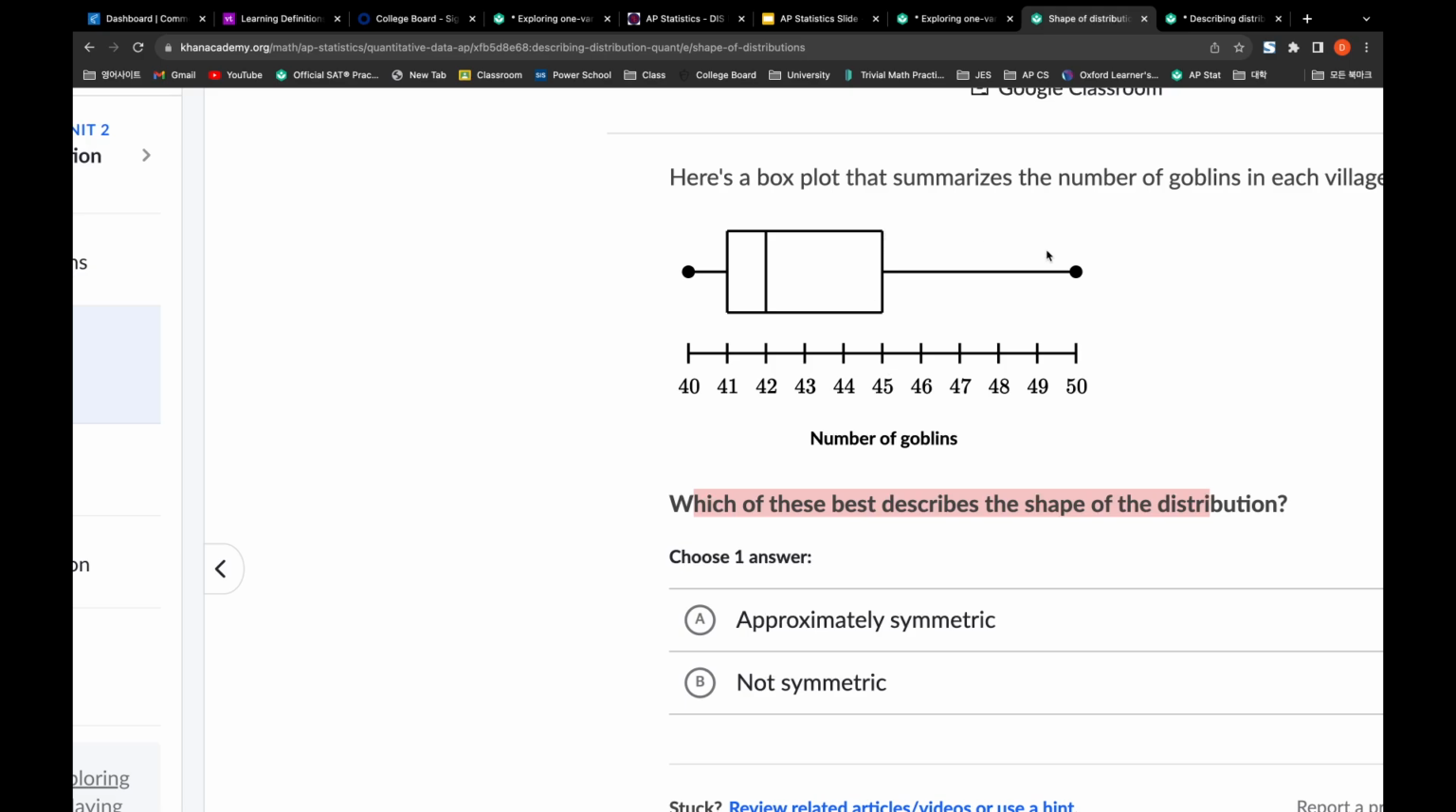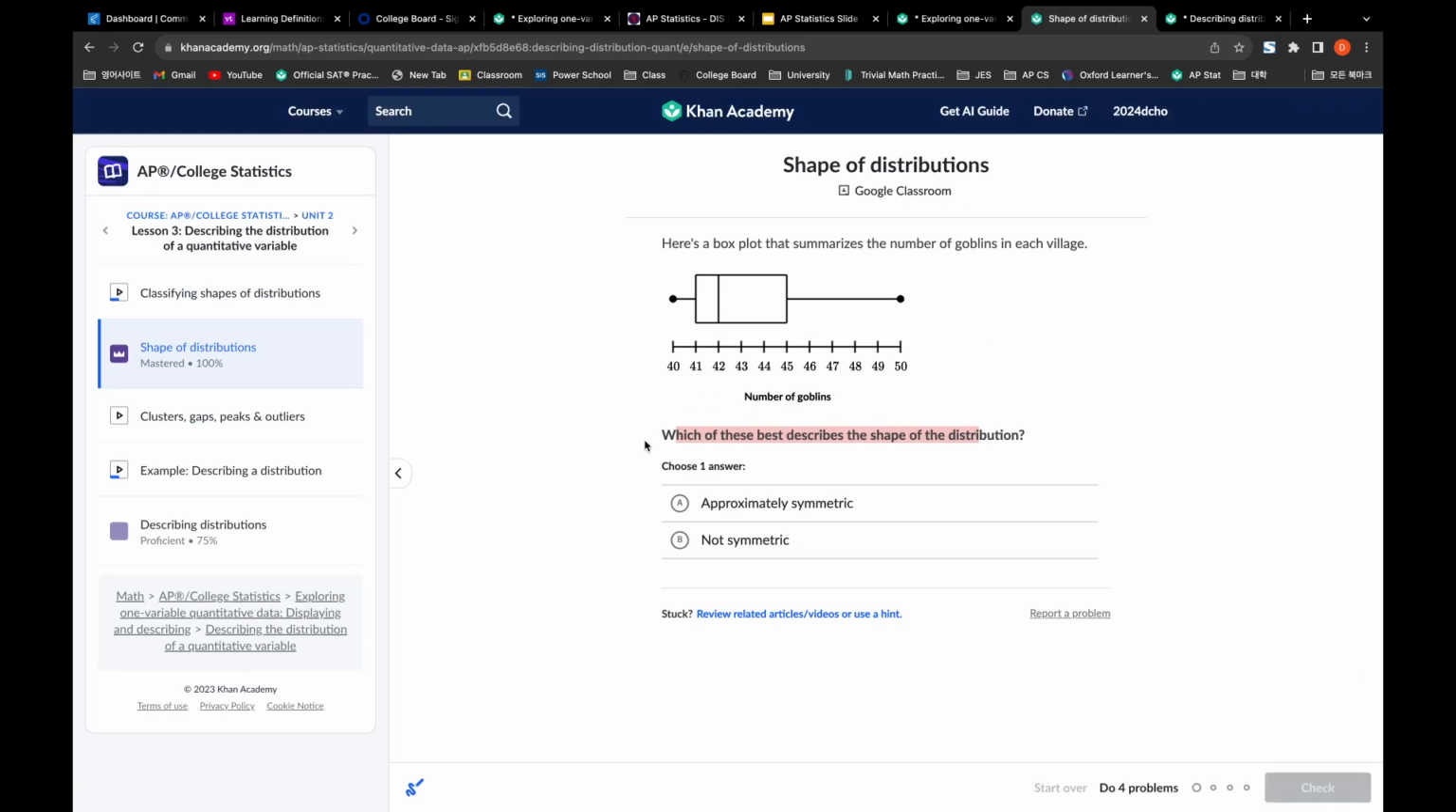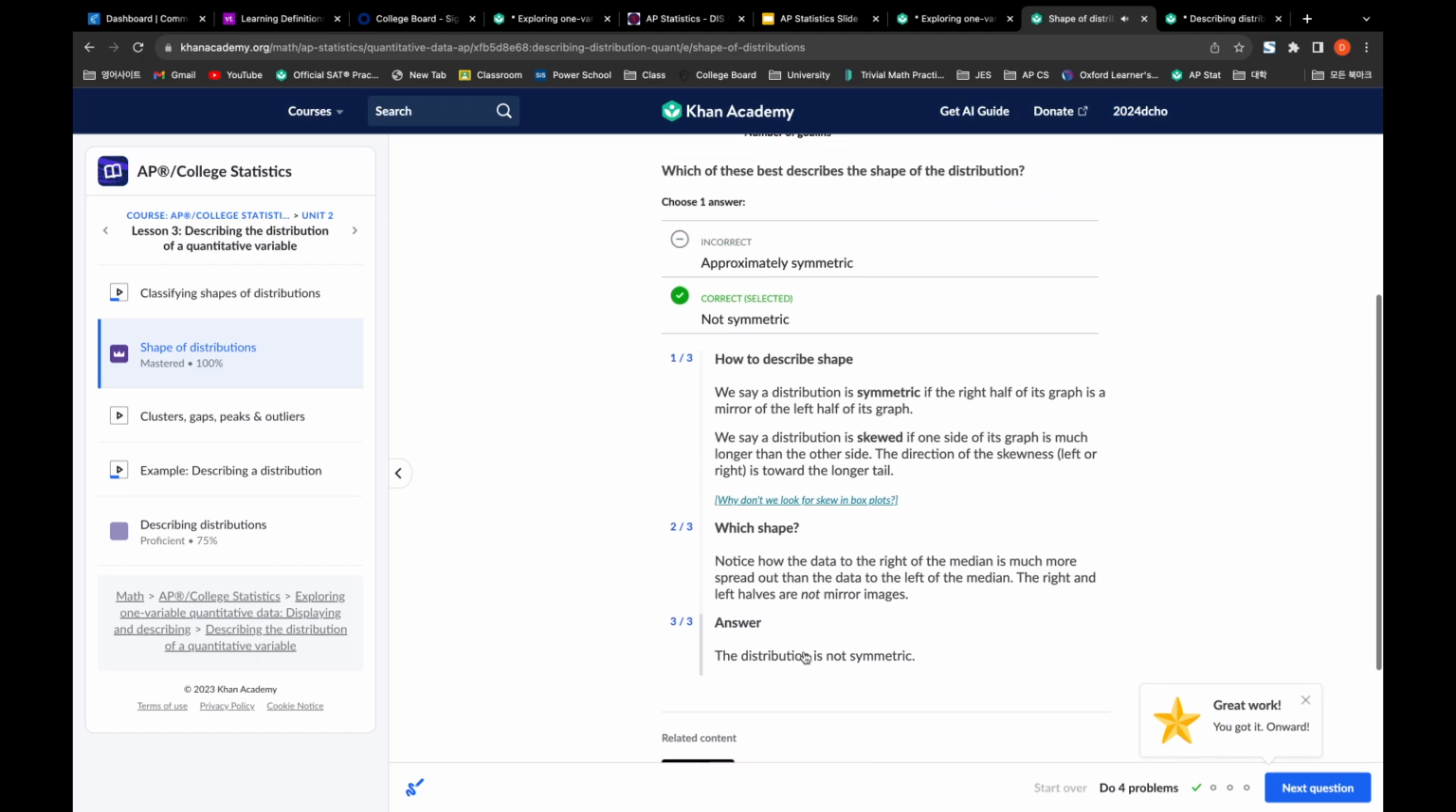So which means that here we're going to have less dense data on the right side. Oh, I'm sorry. And on the left side, we're going to have more dense data. So this one cannot be symmetric because one side has more compact data than the other. So it's non-symmetric. Let's see a step-by-step solution.